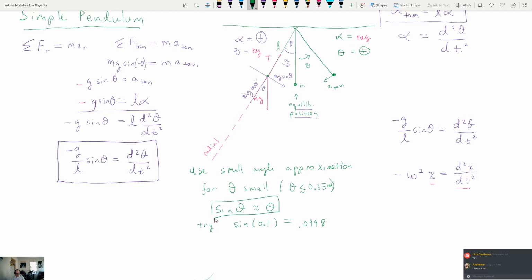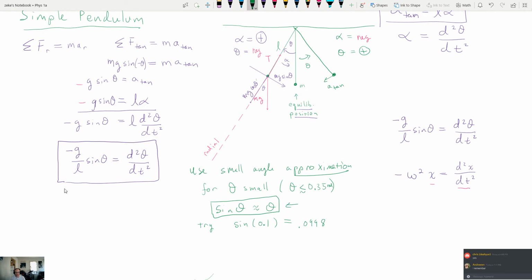We're making an assumption, an approximation. We're approximating that sine theta is equal to theta so that we can come up with a result that's usable, because solving this differential equation is otherwise too challenging. So we're going to use this.